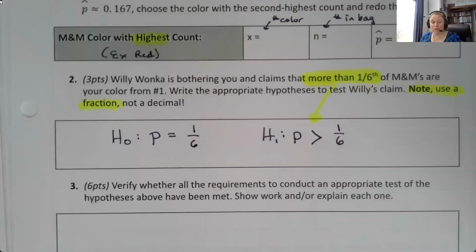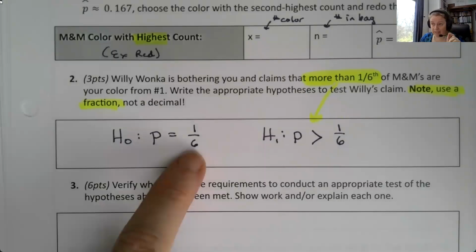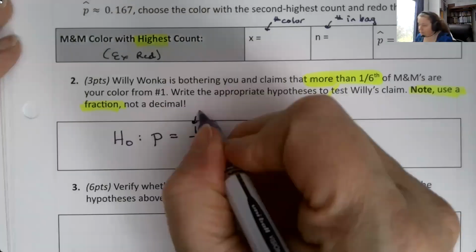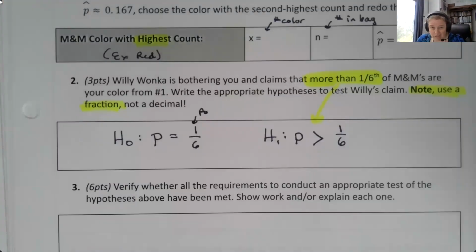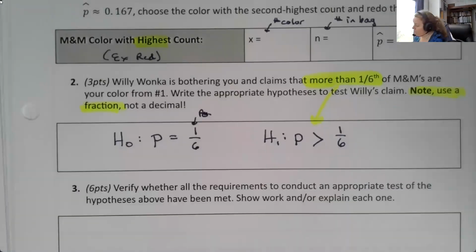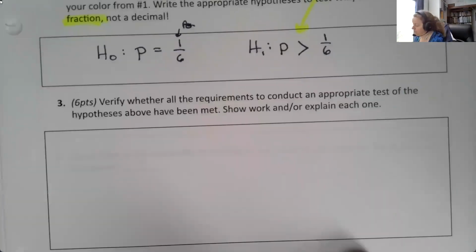Right? So once you see more than 1/6, now keep using 1/6 through the whole thing. Fractions all the way. So when you get to your P0, because P0 is 1/6 now. That's what you're saying, right? Once you do this, this is P0, right? For all your formulas and stuff, because it's the null hypothesis. So P0 is that. All right, now verify your requirements.